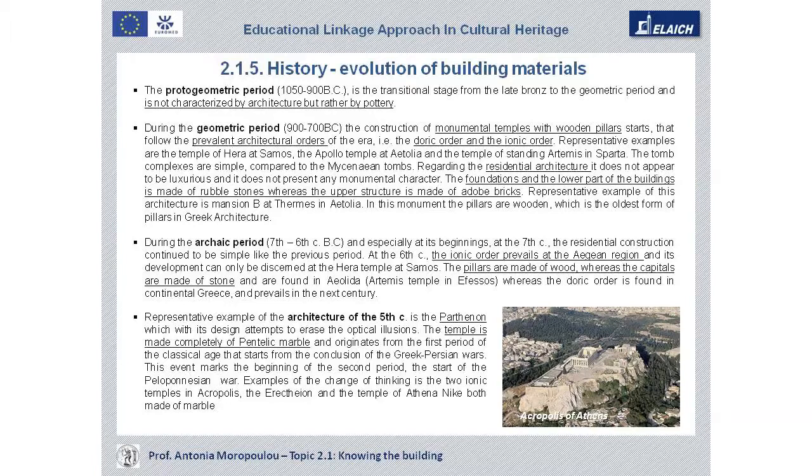We have important historic buildings and monuments, like in Thermos in Aetolia, or in other places of ancient Greek architecture, as in Samos, the Apollo Temple, and the Standing Artemis in Sparta, the Temple of Standing Artemis. During the Archaic period, we are having the presence of Ionic and Doric architecture.